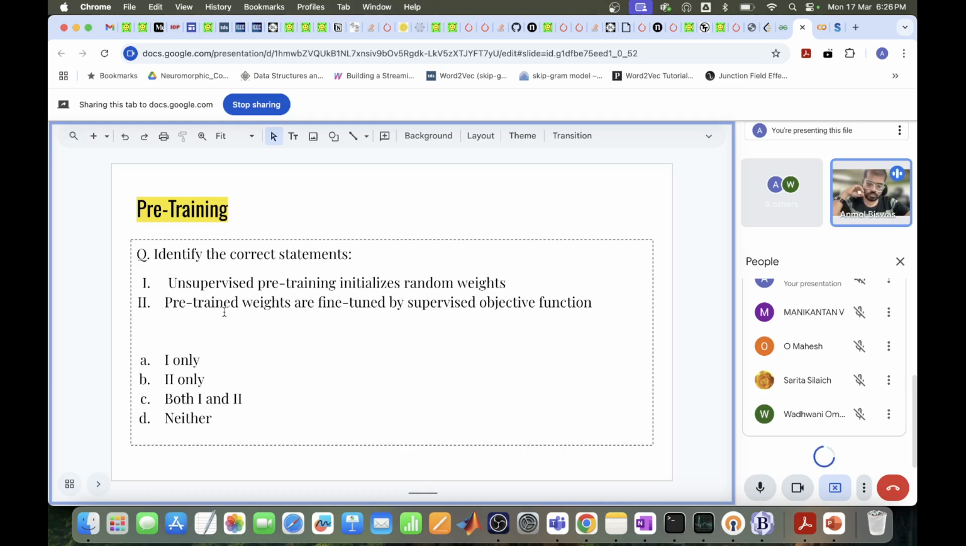So which of these statements are true? Unsupervised pre-training initializes random weights. Pre-trained weights are finely tuned by supervised objective function. Based on the discussion that we had just now, this should be fairly simple to answer.